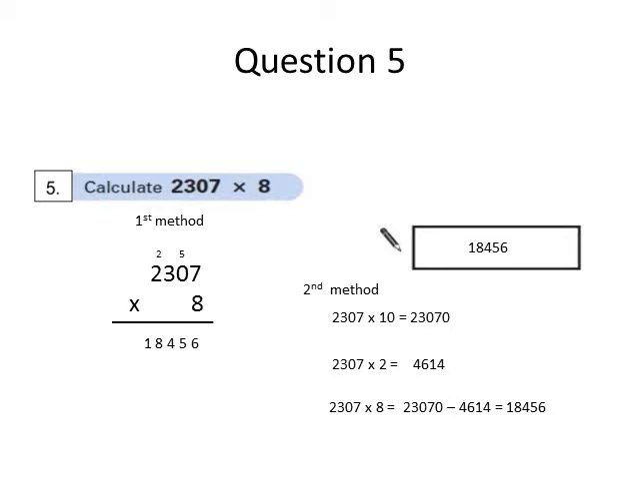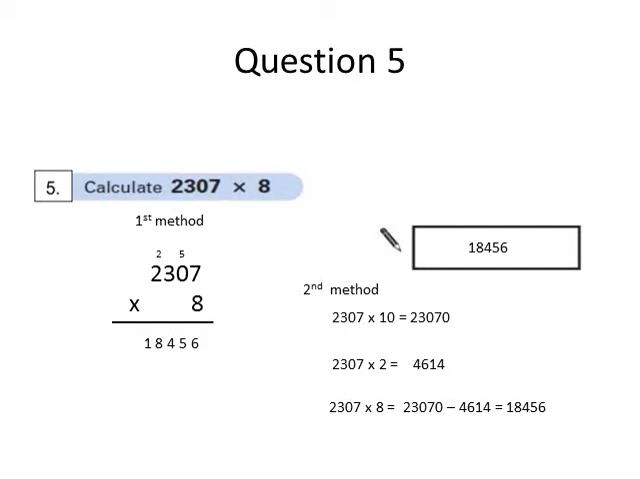So 2307 times 2, which is double of the number 2307. It's very easy to get a double of a number. It's 4614. And after that, because I don't want to change the question, instead of multiplying by 8, I multiplied by 10, so I have to subtract.